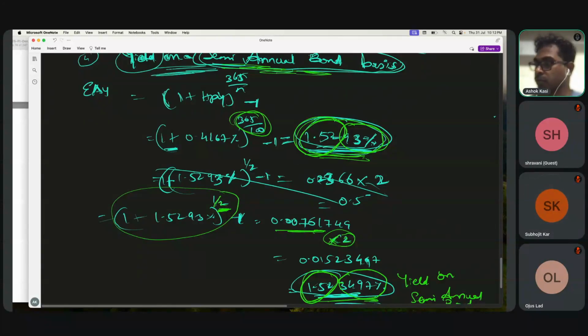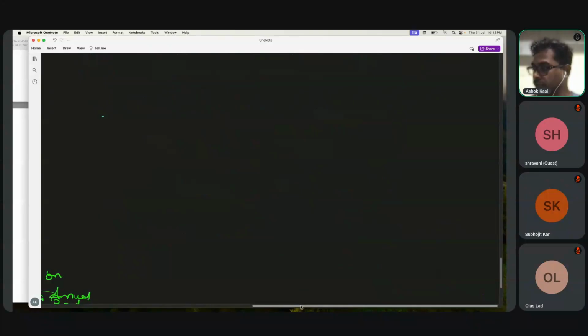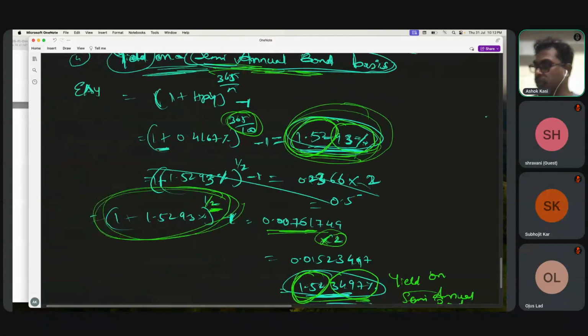Okay, semi-annual bond basis means without compounding annualized. Because I have compounded, I'm reducing that compounding, raised to 1 by 2. And then whatever I get, to annualize it, multiply by 2. Proportionately annualizing instead of the compounded way. In short, the answer for yield on a semi-annual bond basis will be slightly lower than the equivalent annual yield. In fact, the first two digits will be the same only. Is it okay?